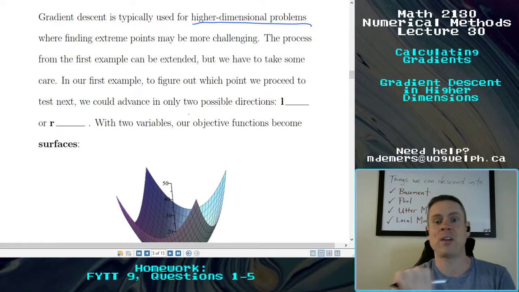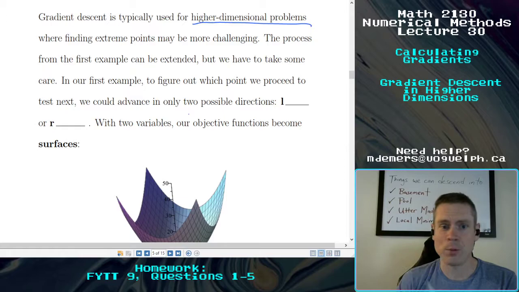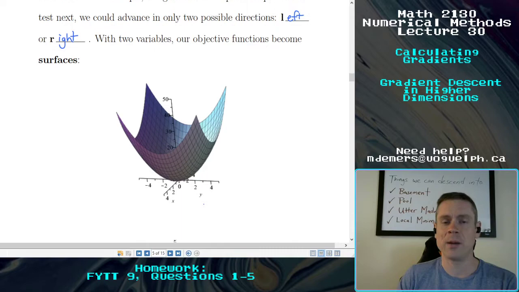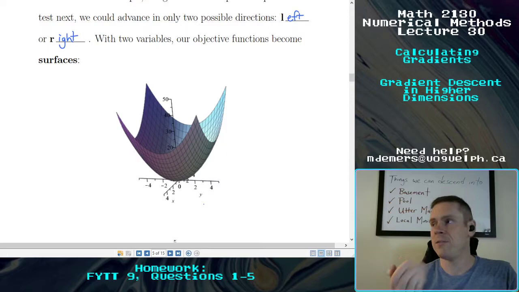We have to take some care when moving to multiple dimensions though. In our first example, to figure out which point we proceed to test next, we could advance in only two possible directions, and those were left or right. With two variables, our objective functions become surfaces. If we have a function of, say, both x and y, then for every x and y there is one z, and you get this three-dimensional function of some sort.